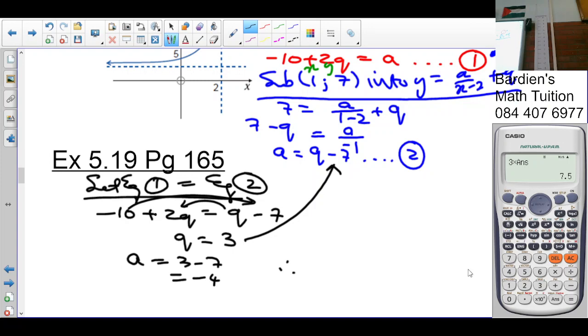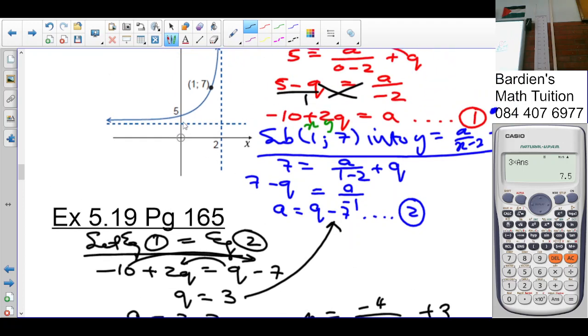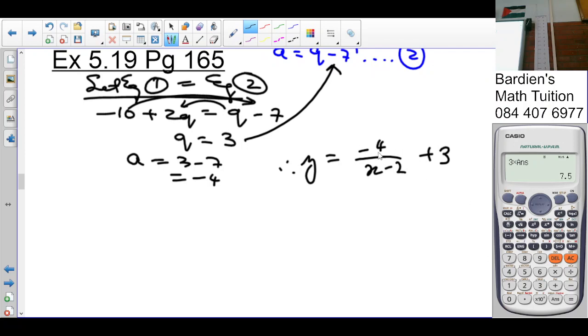So my equation now reads, therefore, y equals negative 4 over x minus 2 plus 3. So if we go back to the graph, this is the sum here. Does this look like a 3 here? Can it be 3? Yes, any value less than 5 will be acceptable. Can you see that, people? You see this line in quadrant 2 and quadrant 4, which means a must be negative.